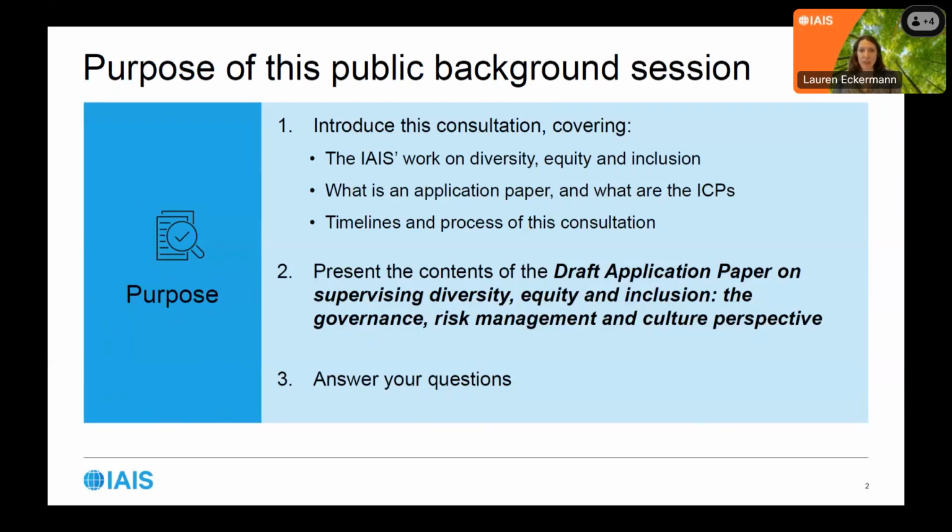In this public background session today, we're going to first introduce this consultation to you by covering the background, so mentioning the broader context of the IAIS's work on diversity, equity, and inclusion. We'll also mention what is an application paper. That's the nature of this document that we're consulting on. And also, what are the ICPs, the Insurance Core Principles, which you find referenced within the application paper. We'll also clarify the timelines and the process of this consultation, and then turn it over to an overview of the contents of the draft application paper. And thirdly, we will invite your questions.